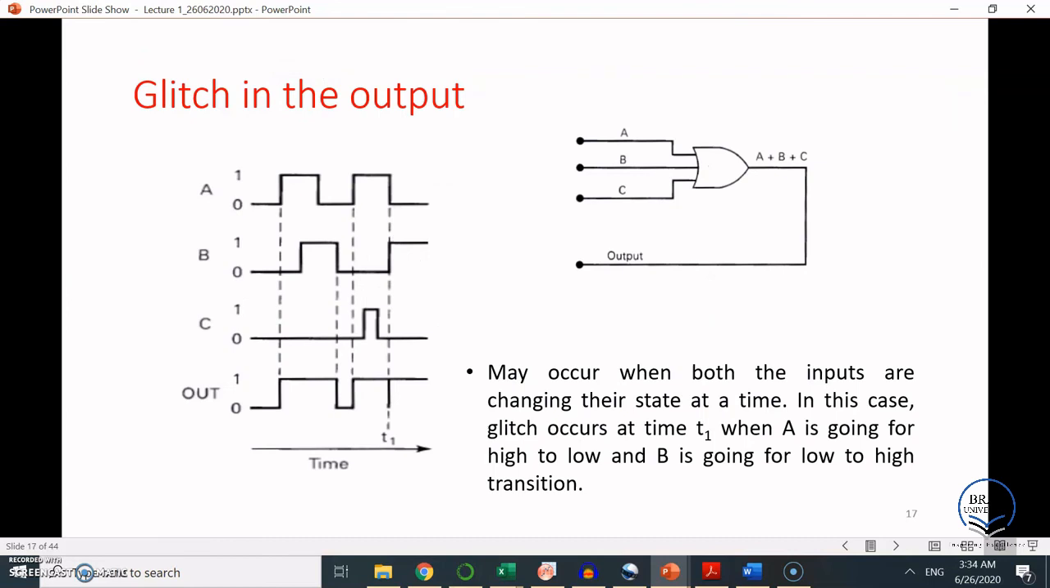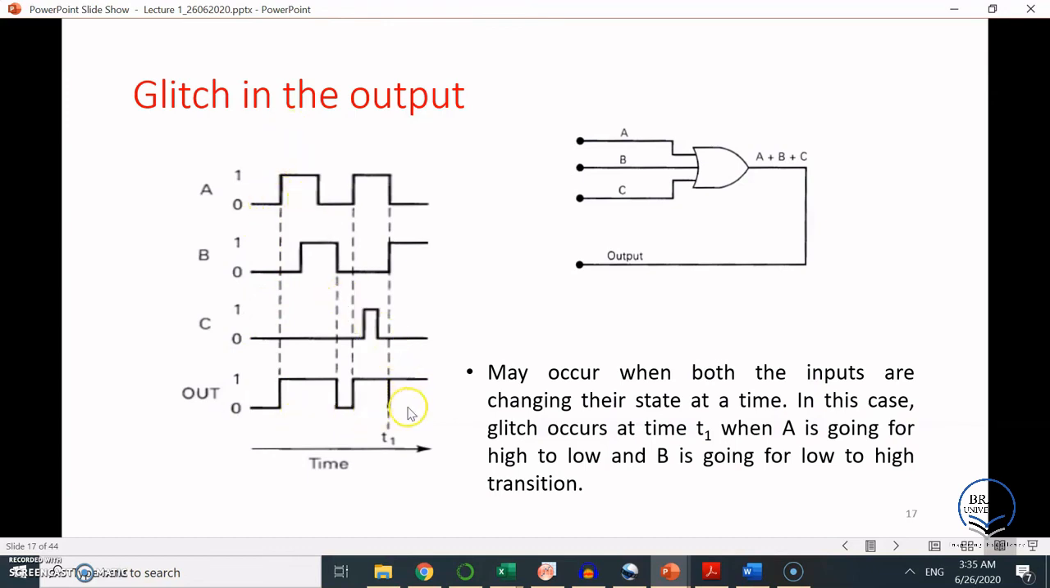So, we'll try to understand the concept of glitch and how it occurs here. Just consider you have two inputs initially, the timing diagram of two inputs. Just consider we have A and B. We will consider C in the next slide. So for A and B, just try to determine the output first.